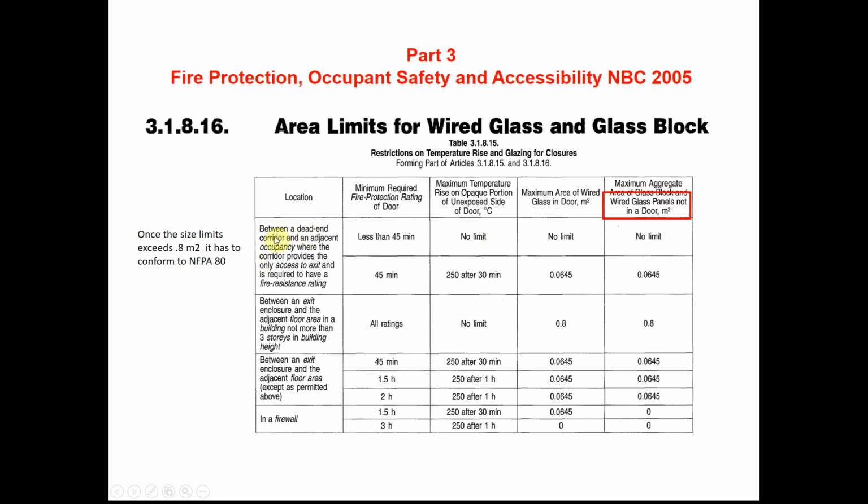So between a dead end corridor and adjacent areas, they talk about between an exit enclosure, an adjacent floor area, and a building not more than 3 stories. This is the maximum square meters for that. So you can go through that and review it to see if it meets those limits.